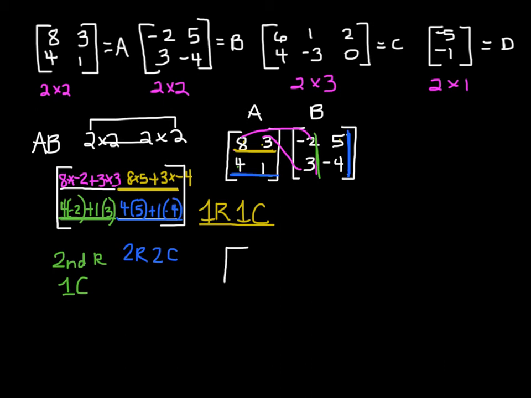And my new matrix then will be negative 16 plus 9, which would give me negative 7. The next one is 40 minus 12, so that's going to give me 28. My next one is negative 8 plus 3, that will give me negative 5. And the next one would be 20 minus 4. So this would be my new matrix.